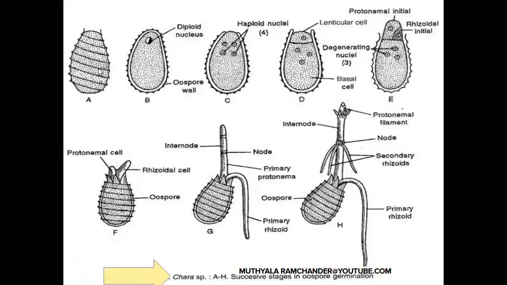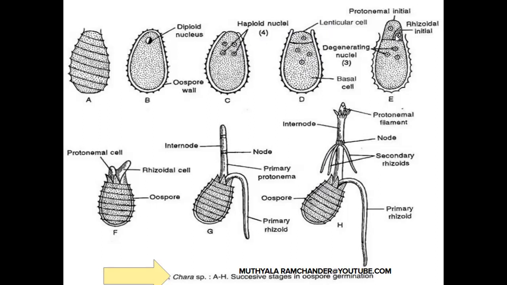The diploid zygote initially takes rest. Again, after some time, the diploid zygote participates in meiotic division to form 4 haploid nuclei. From these 4 haploid nuclei, 3 haploid nuclei degenerate or disappear. Only 1 haploid nucleus develops into the Chara plant. That developed haploid nucleus is also called the lenticular cell. The lenticular cell participates in division to form two unequal cells.